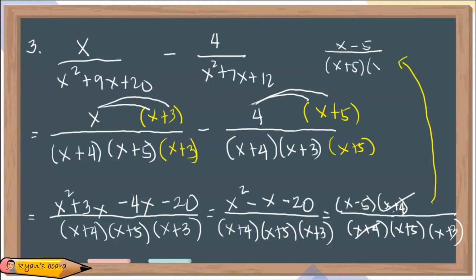Hindi mo pwedeng i-cancel out yung x minus 5, x plus 5, magkaiba yan. Or you can actually multiply yung x plus 5 tsaka x plus 3. But I think it's okay, no? Okay na ito. Pero kung sinabi sa instruction that your answers must be in expanded form, kailangan mong i-multiply. Pero kung wala naman nakalagay, okay na yan. So our answer is x minus 5 over x plus 5 times x plus 3.